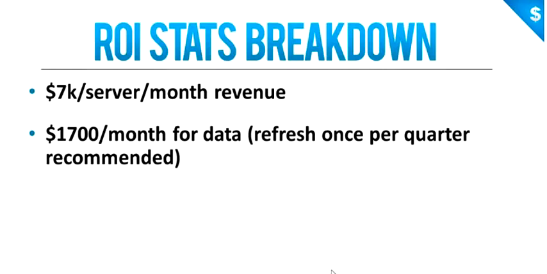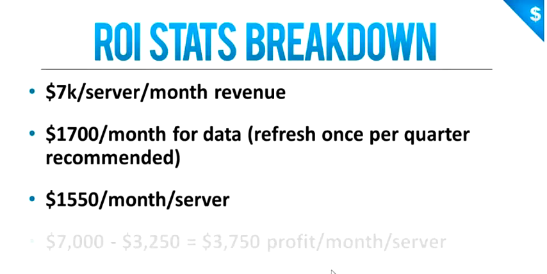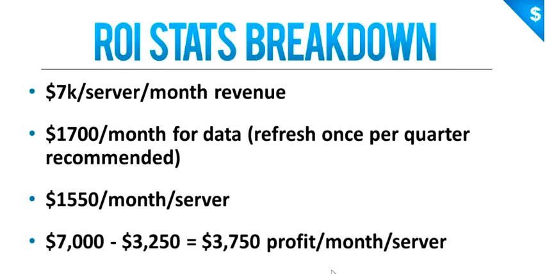So $1,700 a month for data, and then about $1,550 a month for the servers. Okay, so how that breaks down is a total cost of about $3,250. So if we subtract that from our revenue, we end up with about $3,750 profit per month per server. Okay, so what a tiny investment for that kind of return, basically doubling our money approximately each month. So, I always like to say, find a rental property or a real estate investment where you're going to get that kind of cash flow for that little risk or outlay.